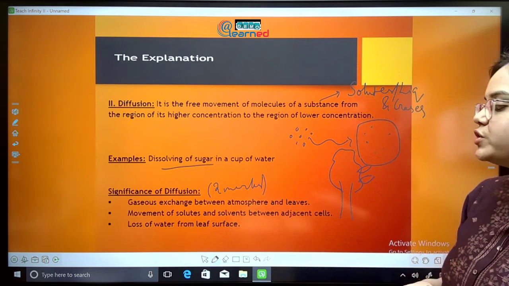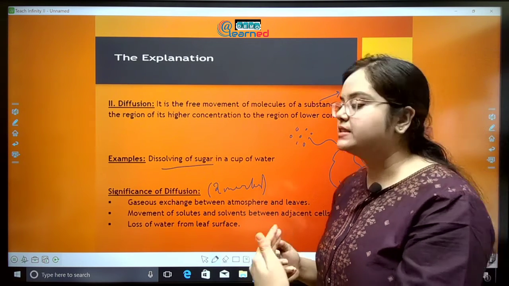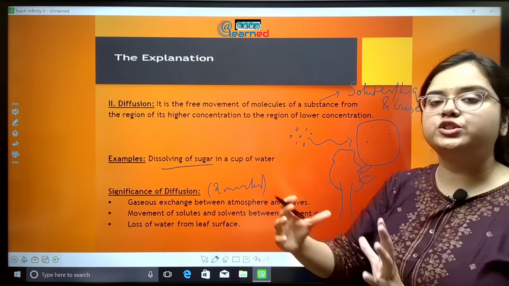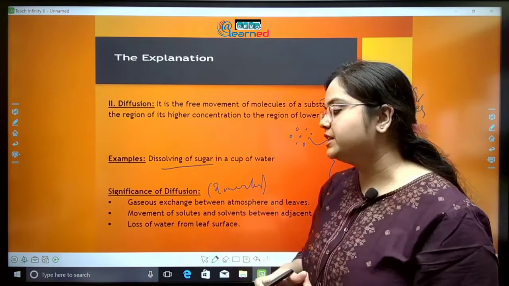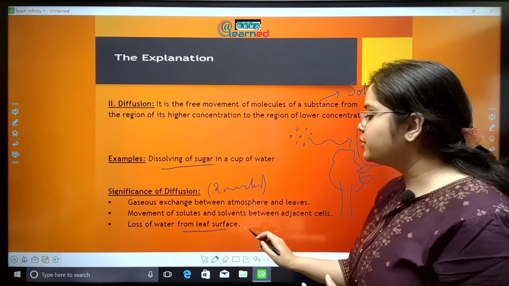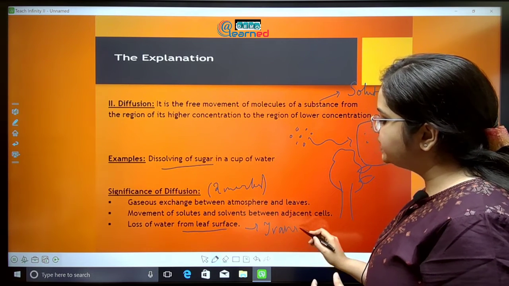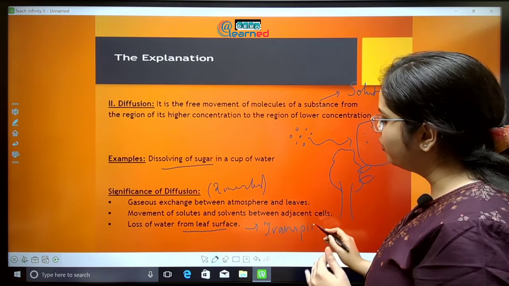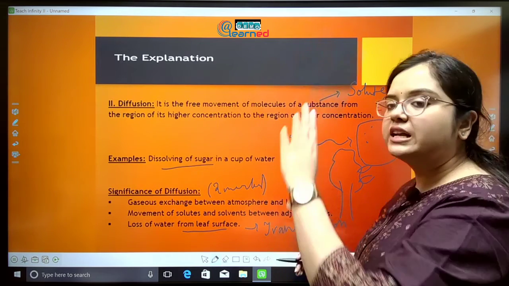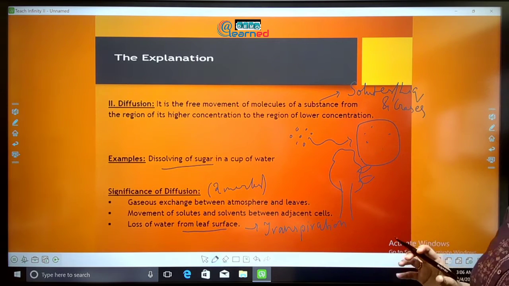The movement of solutes and solvents between adjacent cells. As we spoke about just now, imbibition is taking up of the water, and the transfer of water through the adjacent cells is taking place by diffusion. And also loss of excess water from leaf surface. This process is known as transpiration. So in transpiration, from one cell water is moving and finally it is being transpired to the environment. That is also happening as a result of diffusion.